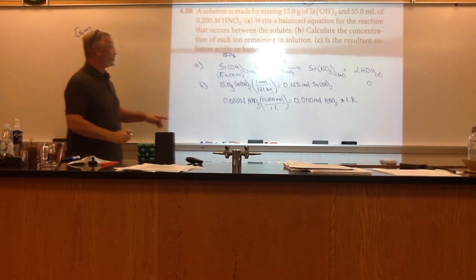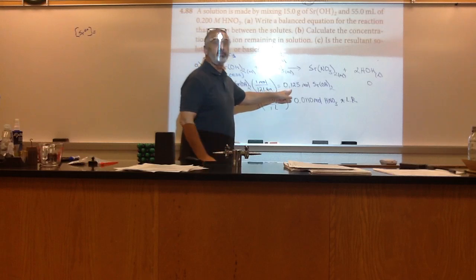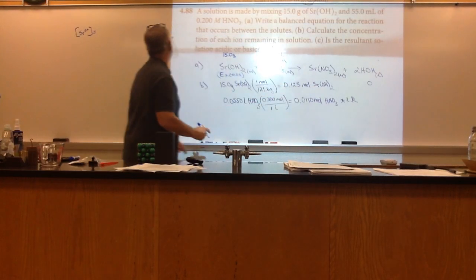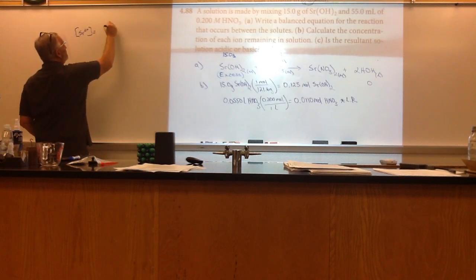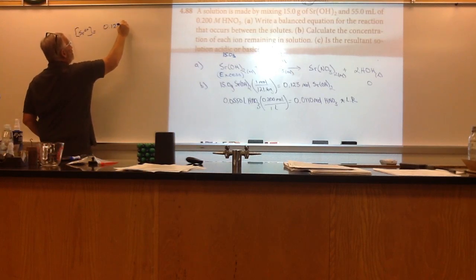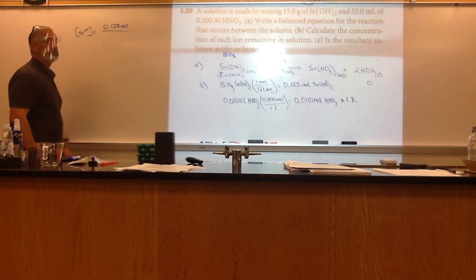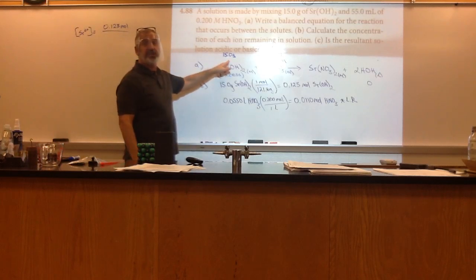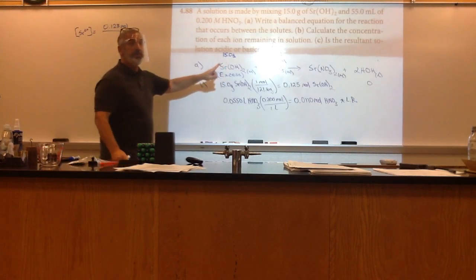We just said the strontium concentration is 0.123. It didn't change. It's aqueous here, aqueous there, so it's 0.123 moles. What's my final volume? 0.055. 55 milliliters still, right? Because we didn't add, we're assuming the 15 grams doesn't change the volume at all.